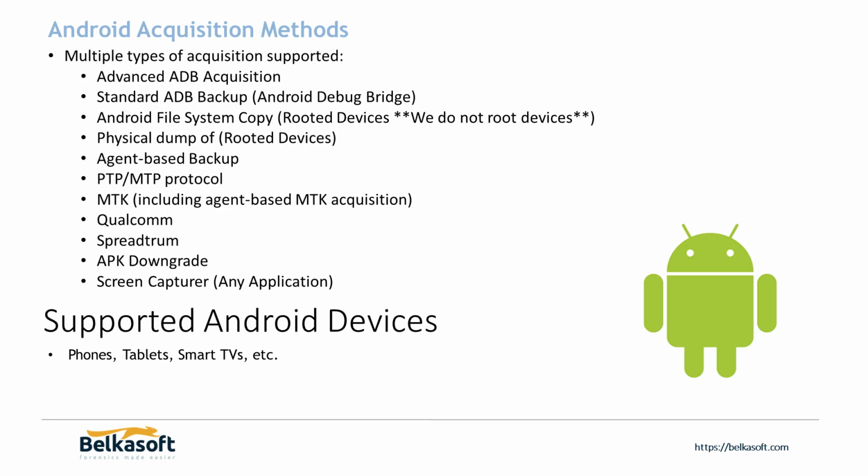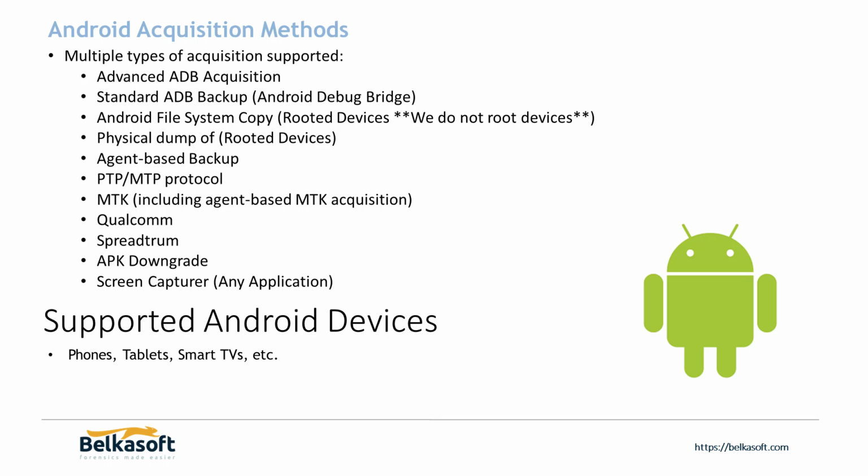The following 3 acquisition options are based on vulnerabilities of the chipsets. So those are MediaTek, Qualcomm, and Spreadtrum. You'll notice here that there is also an agent-based MediaTek acquisition. So that's going to utilize the vulnerability on the MediaTek chipset to put an agent on the device and get a full file system copy utilizing that agent. Again, the MediaTek, Qualcomm, and Spreadtrum all take advantage of chipsets in specific devices.